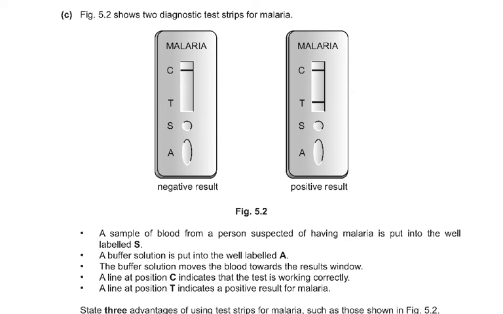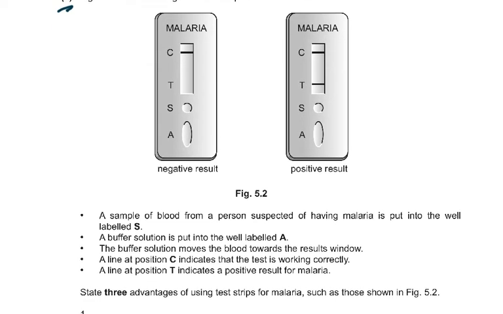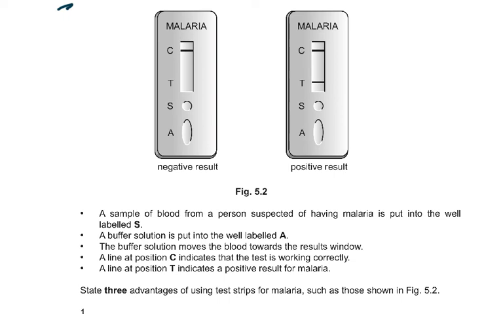Then the part C of the question. Figure 5.2 shows 2 diagnostic test strips for malaria. A sample of blood from a person suspected of having malaria is put into the well labeled S. So this is the well labeled S. So we put the blood from a person with malaria here. Sample S for sample. A buffer solution is put into the well labeled A. So we put a buffer solution here.